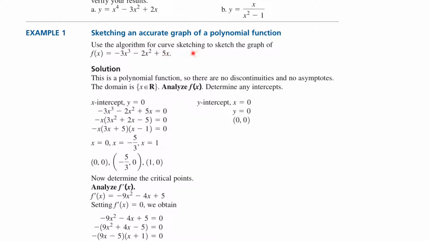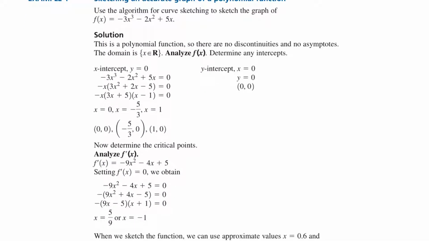Use the algorithm for curve sketching to sketch the graph of f of x equals negative x cubed minus 2x squared plus 5x. This function is a polynomial. The domain of the function is all real numbers. It's always continuous, and we do not have any vertical asymptote.